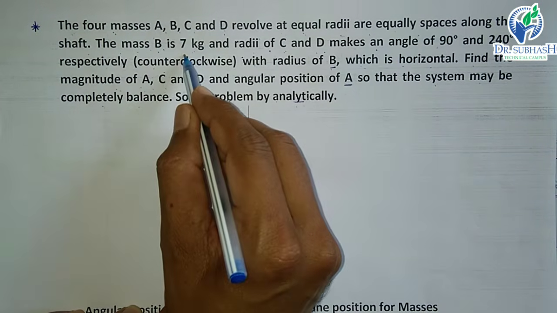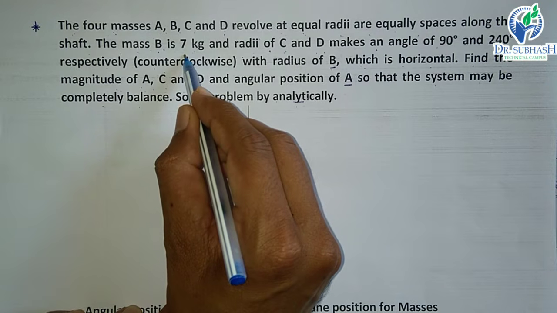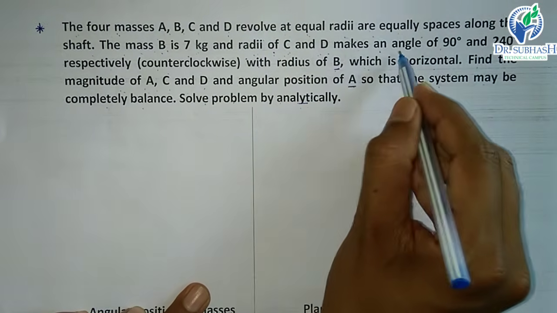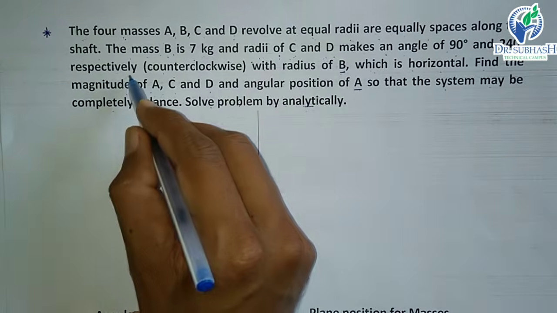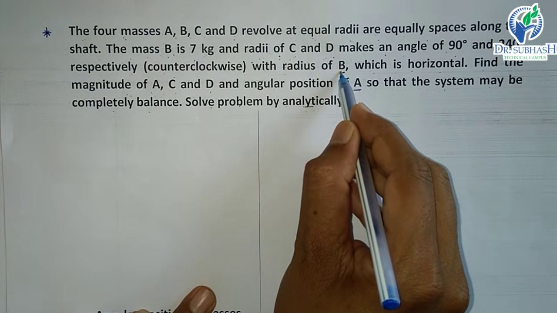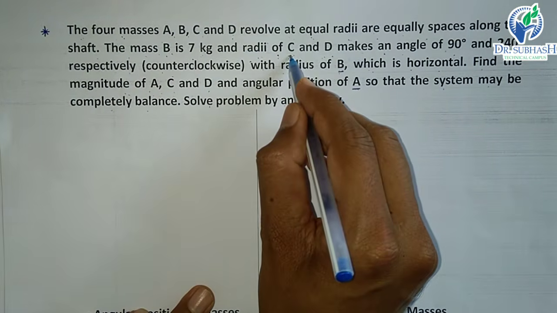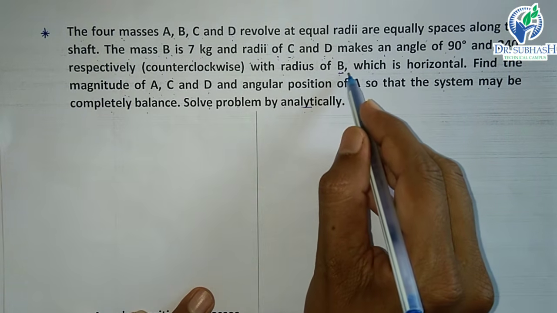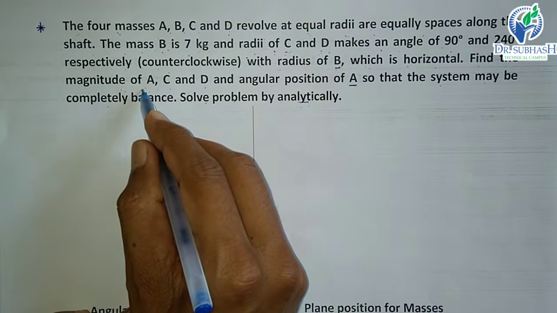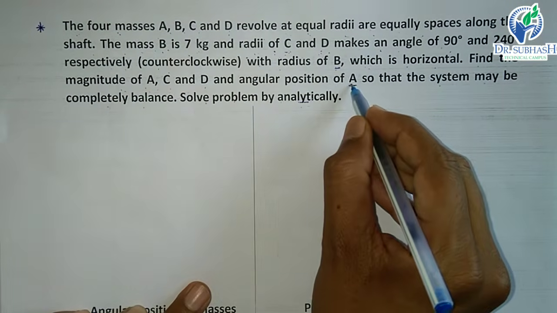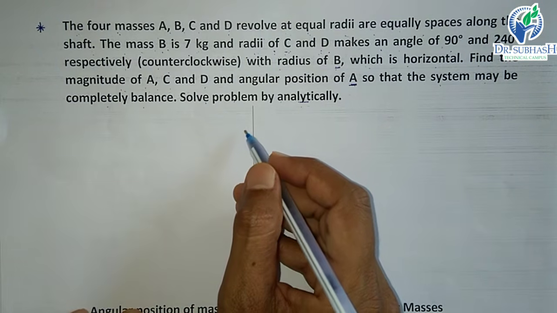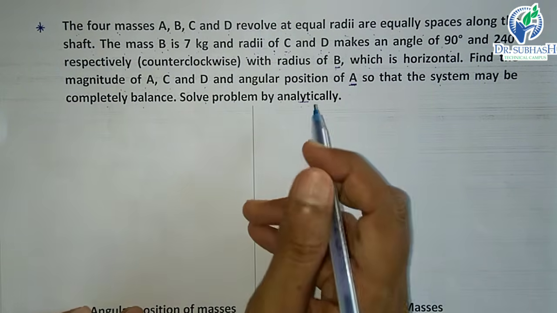The mass B is 7 kg. That means the magnitude of mass B is given as 7 kg, and the radii of masses C and D make angles of 90 degrees and 240 degrees respectively with the radius of mass B. That means the angular positions of masses C and D are given with reference to mass B. Find the magnitudes of masses A, C and D and the angular position of A so that our system is completely balanced.